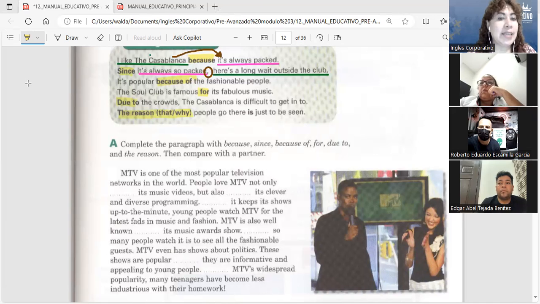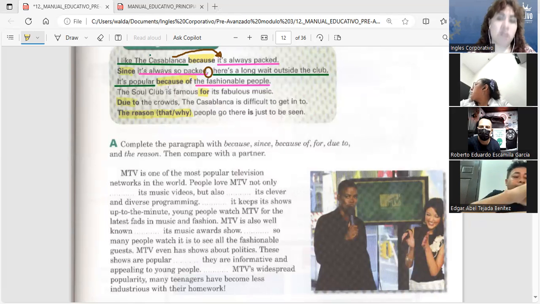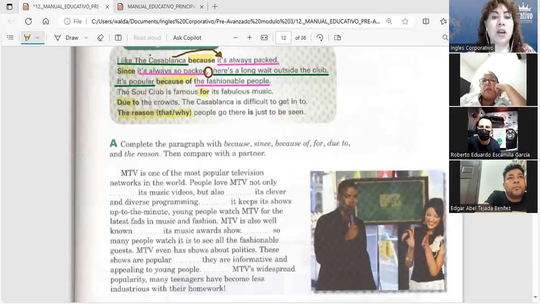All right? And then we have because of. This is the result, and the reason is this, the fashionable people. Usually the difference between because and because of is that with because of, we're going to be using a noun, okay? So in this case, the fashionable people is a noun. Because of, for example, because of my work, because of the fashionable people, then we're using a noun. In the other one, we're not using a noun. We're using a clause, okay?